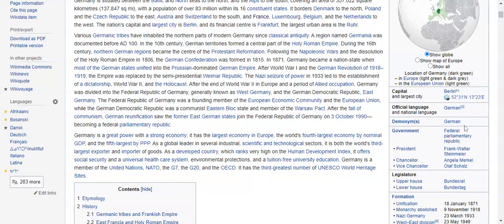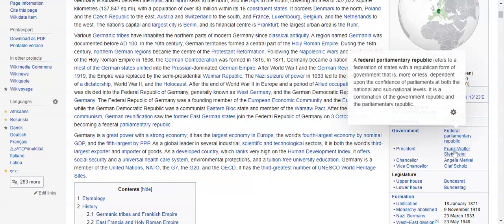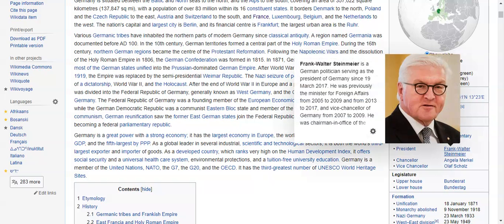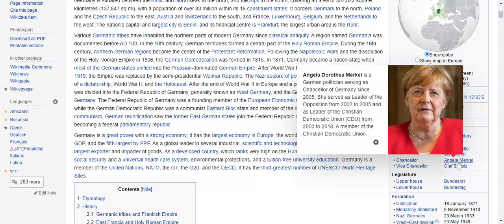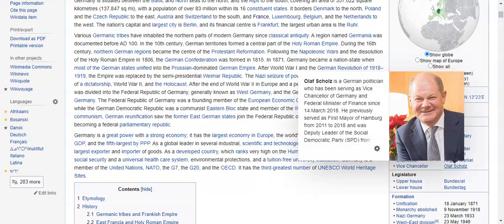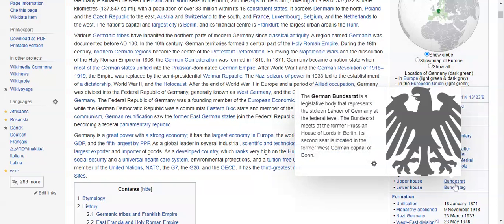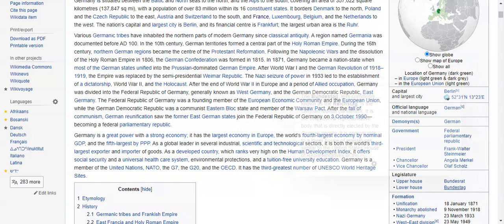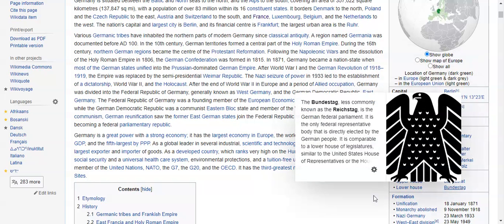In terms of government, it is a Federal Parliamentary Republic. The president is Frank-Walter. The chancellor is Angela Merkel. She is pretty famous. And the vice chancellor is Olaf Scholz. Upper house Bundesrat and lower house Bundestag.